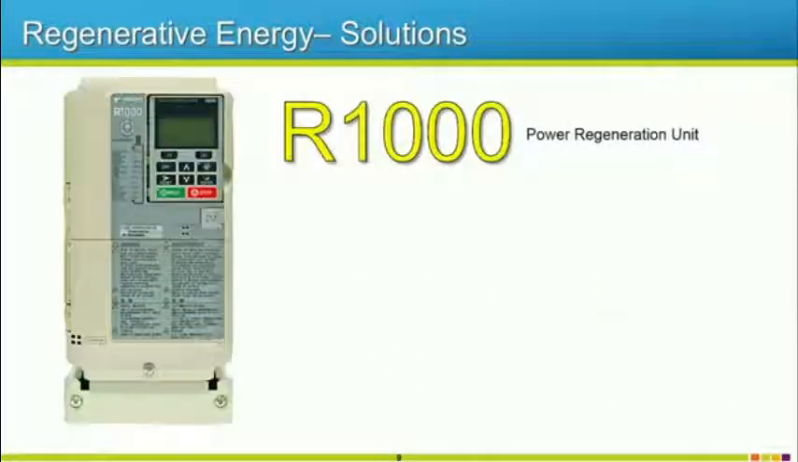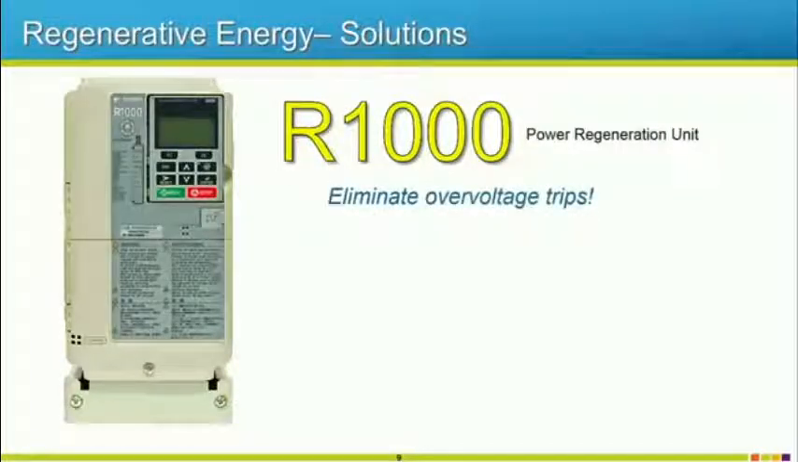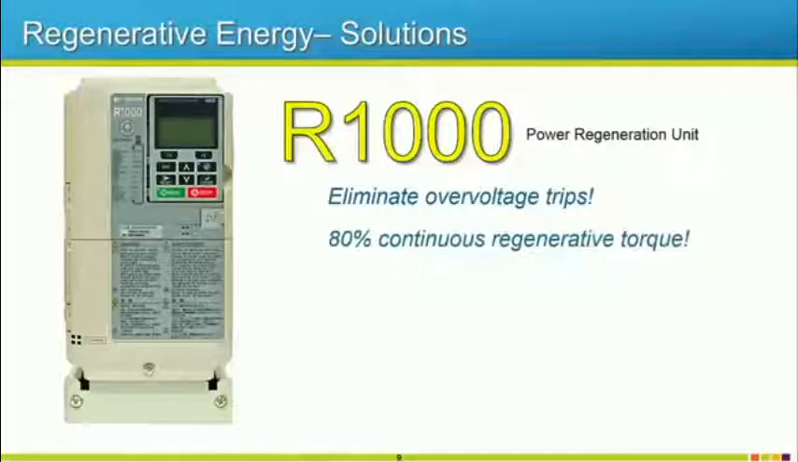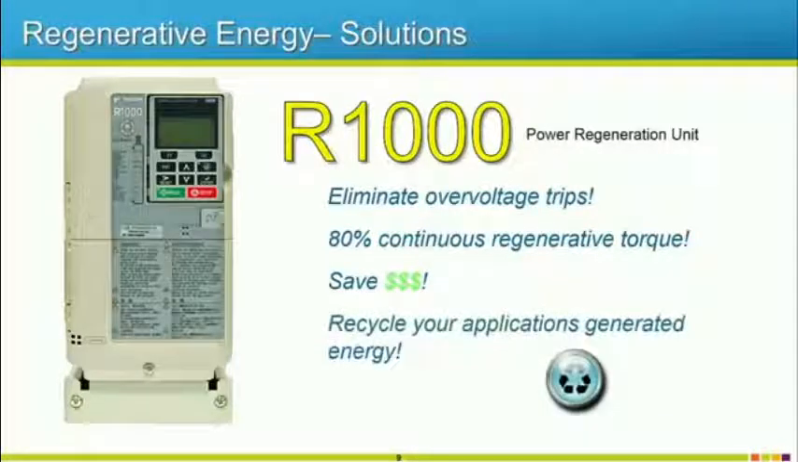After looking at the various techniques available for handling regenerative energy, let's now look at Yaskawa's R1000 regen unit, which offers huge benefits on many different levels. The R1000 will eliminate overvoltage trips that were caused by regenerative energy. This is due to the unit's ability to continuously convert 80% regenerative torque and apply it back to the supply source. When an application's regen can be put back onto the line, a significant energy savings will be benefited from, and a large cost savings will result. This will reduce that monthly electric bill. This is all possible due to the R1000's unique design specifically developed to recycle an application's wasted energy.